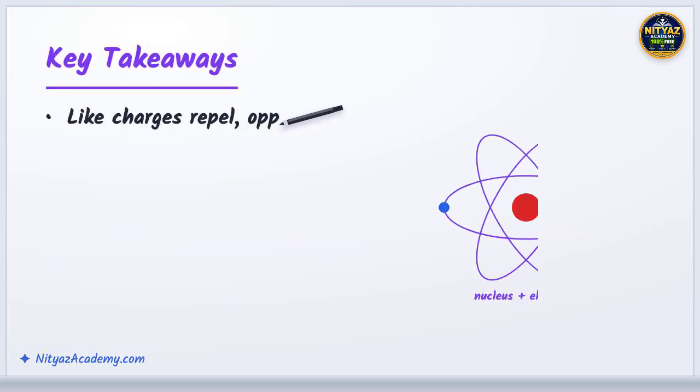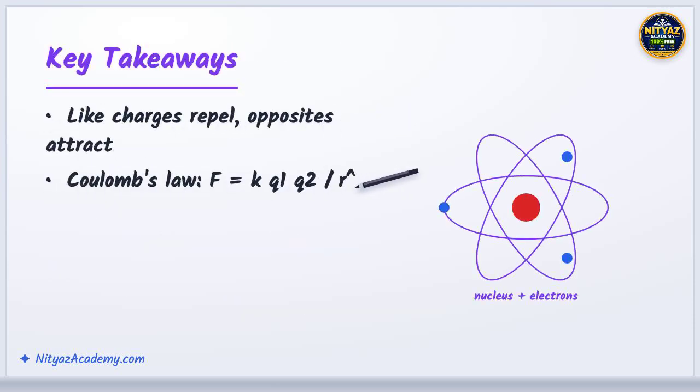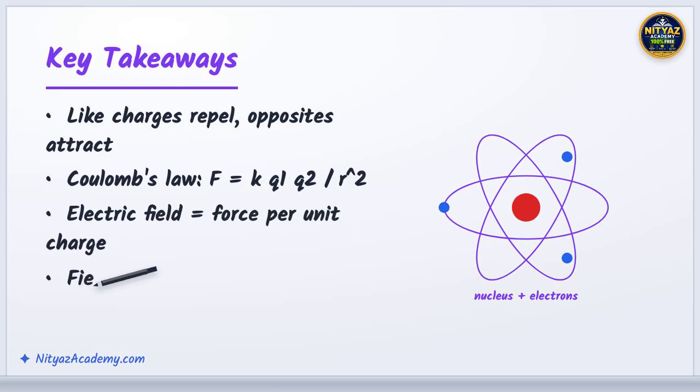To summarize, charges come in two types, with likes repelling and opposites attracting through Coulomb's inverse square law. The electric field describes the force any charge would feel, drawn as lines flowing out of positives and into negatives. These ideas underlie everything electrical, from lightning to circuits. You've taken a big step into electromagnetism today.